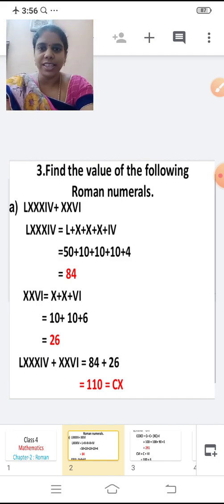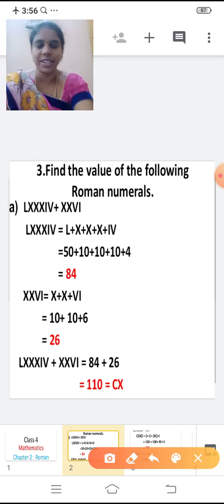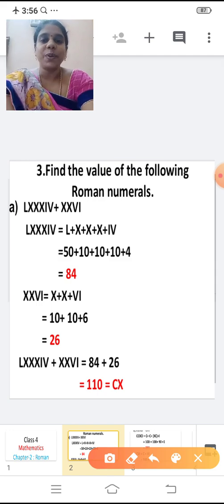Find the value of the following Roman numerals. If it is given in Roman numerals, you have to convert that first into Indo-Arabic numerals, and then add or subtract to get one answer. That again you have to change into a Roman numeral. Let me repeat one more time.